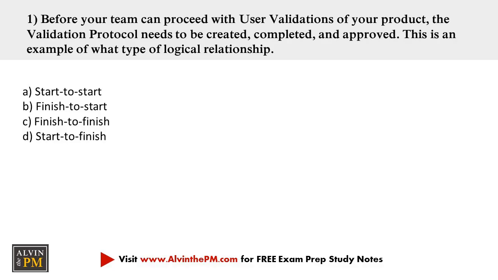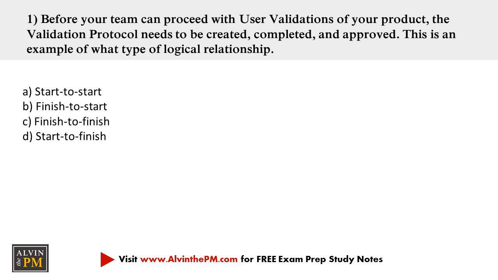Question 1. Before your team can proceed with user validations of your product, the validation protocol needs to be created, completed, and approved. This is an example of what type of logical relationship? A. Start to start, B. Finish to start, C. Finish to finish, or D. Start to finish. I'll give you a couple seconds to figure out the answer before I reveal the correct choice, so be sure you pause the video.